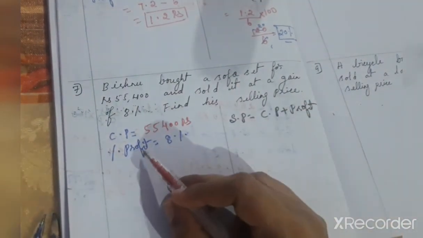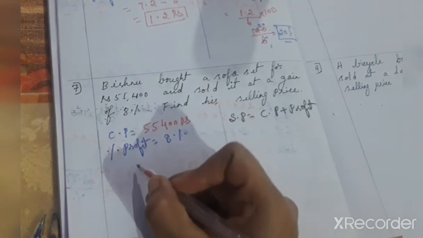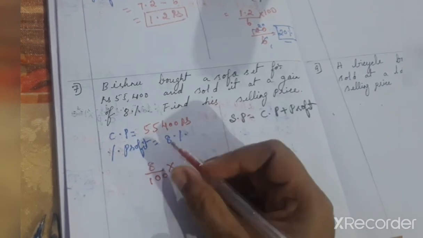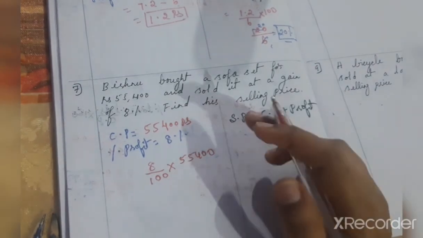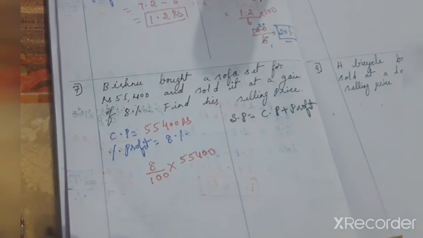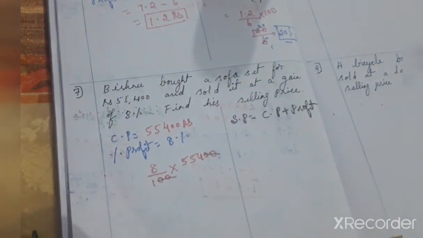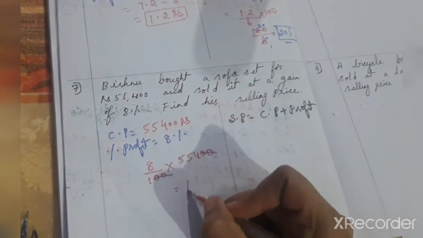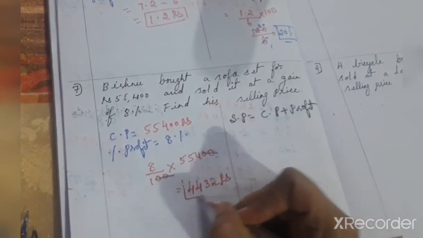Always, percentage of profit is calculated on cost price. So profit is 8% of cost price, which means 8 by 100 into 55,400. Always percentage of profit is calculated on cost price. So here 0 0 cancel. Now 8 into 554 is rupees 4,432.